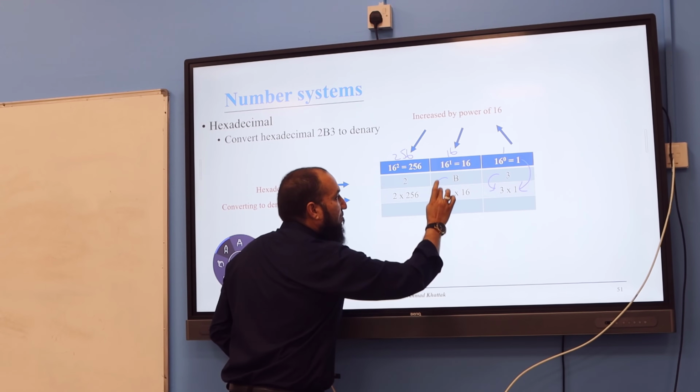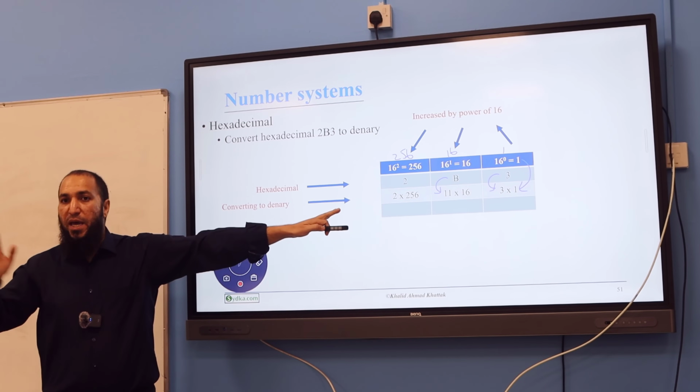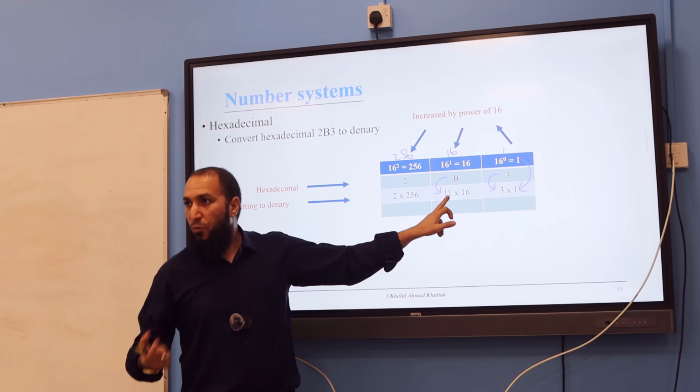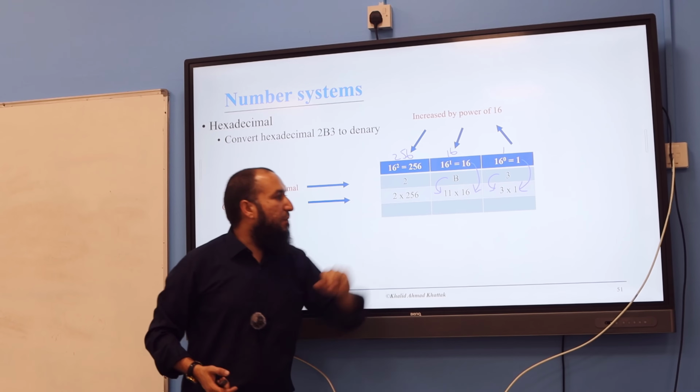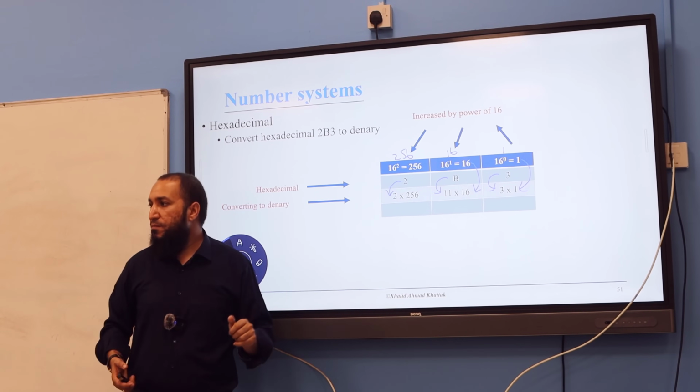Next, we write this B here as 11. Remember we said previously, A is equal to 10, B is equal to 11. So when we do conversion, we have to bring it back to a normal denary number. Then this 16 comes down here, so we multiply that. Next, we bring this 2 down. We don't need to change it.